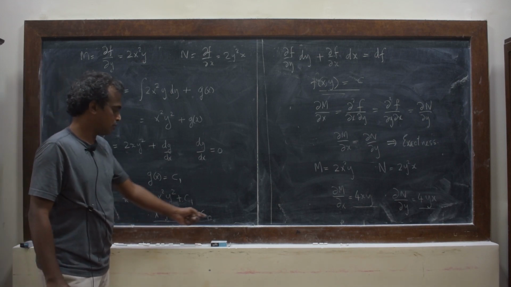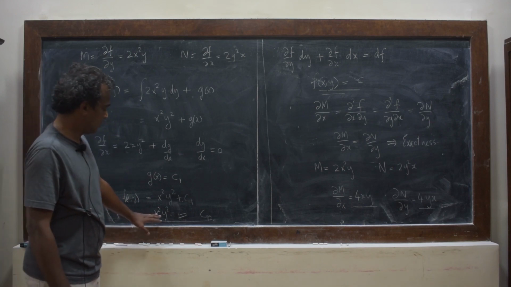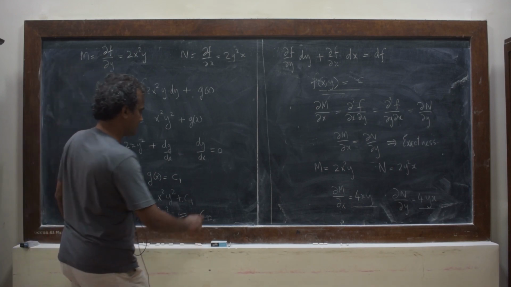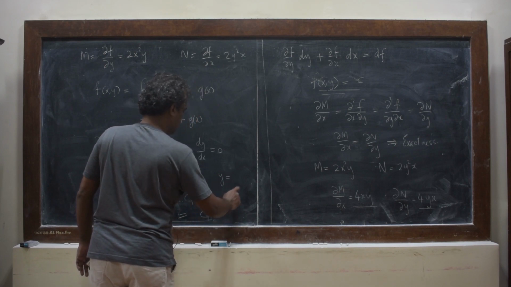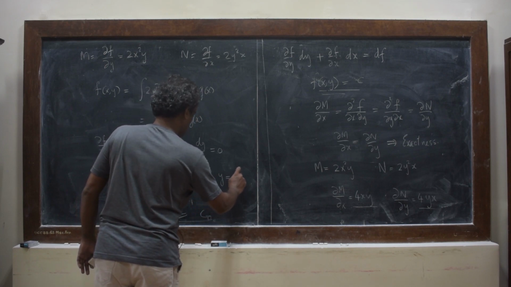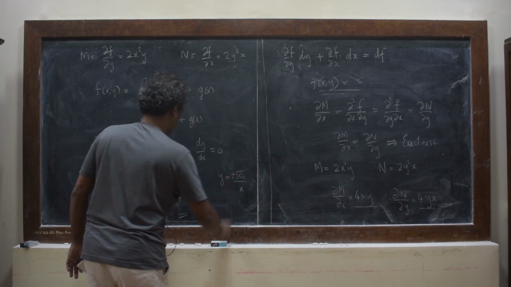As it is easy to observe, this indeed gives us the solution to a certain curve which obeys the equation y equal to plus or minus some constant square root of c0 over x.